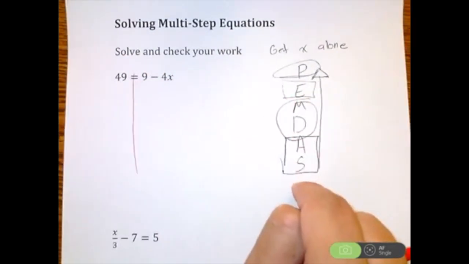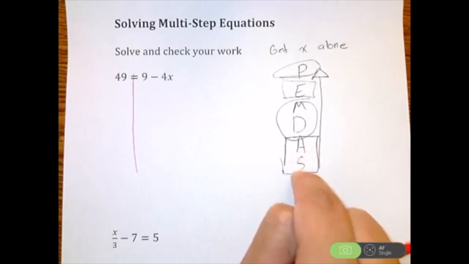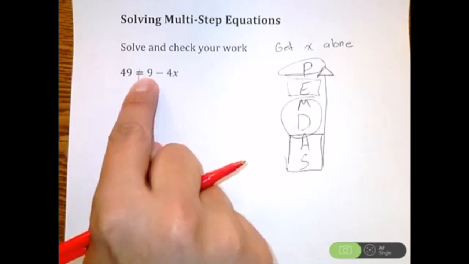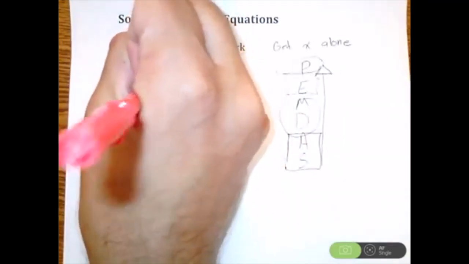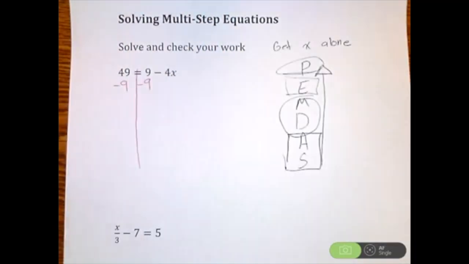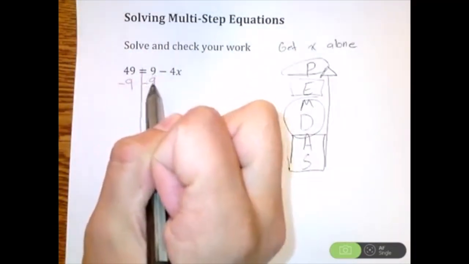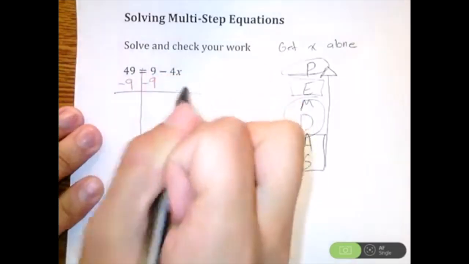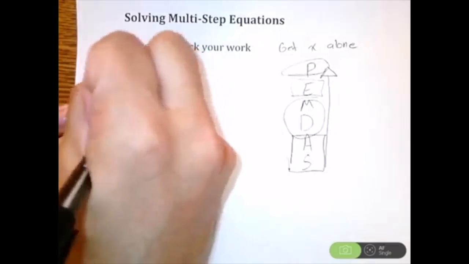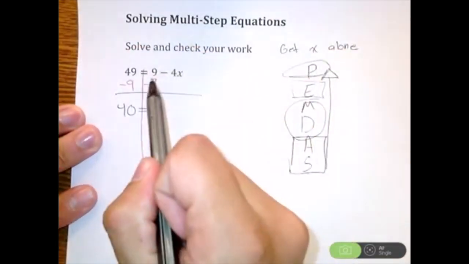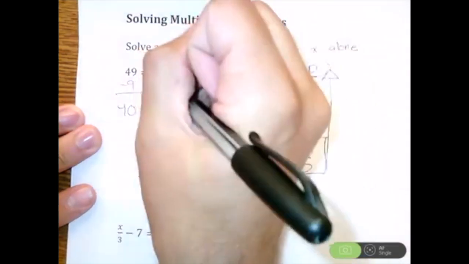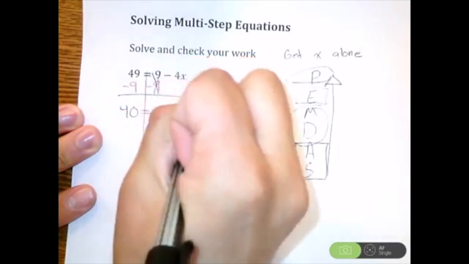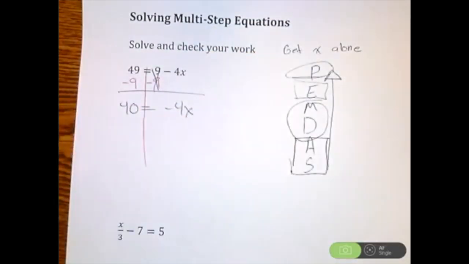Working the order of operations backwards means we have to get rid of addition and subtraction first. So that would mean we have to deal with this 9. The opposite of having a positive 9 is we're going to subtract 9 from both sides. So I'm basically taking this 9, using an inverse operation. Instead of addition, we're going to do subtraction to move it to the opposite side. 49 minus 9 is 40. On the right side, I have 9 minus 9, which is 0, so that's going to go away for us. And we still have this minus 4x here. So I've moved the 9.